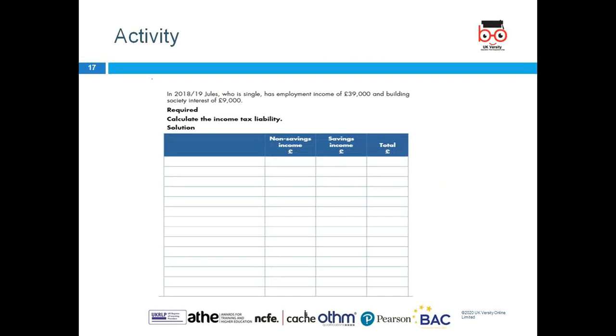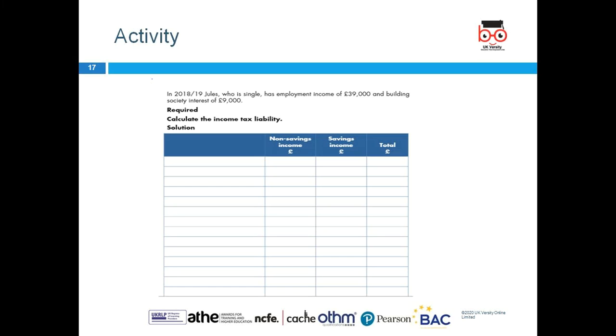We've been given one scenario, so we'll go through it. Employment income is 39,000 and building society interest is 9,000. It can be self-employed or employed. If we're not on the payroll, we can be classed as self-employed; otherwise, tax is deducted at source. So how much will the total income be, with the 9,000 interest?